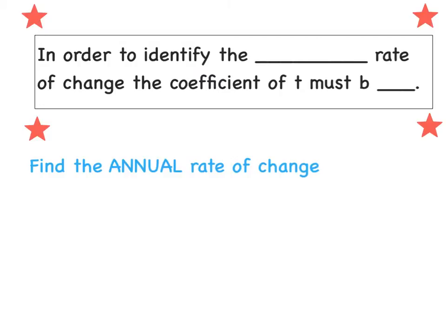So from this point forward, we're going to be focused on one and one thing only, and that is the annual growth rate or the annual decaying rate. And in this case, we're going to say in order to identify the annual rate of change, the coefficient of t must be a 1. Okay, that's what we want to stress. And of course, annual means every year, every single year, or in intervals of 1 year. And so we're going to keep telling ourselves from this point forward that the coefficient of t must be a 1 before we can identify the annual rate of change.